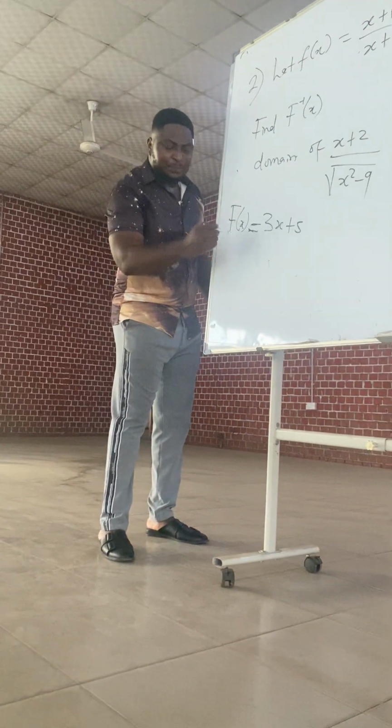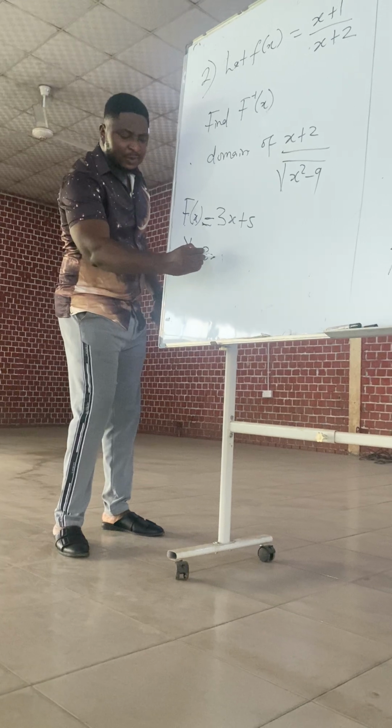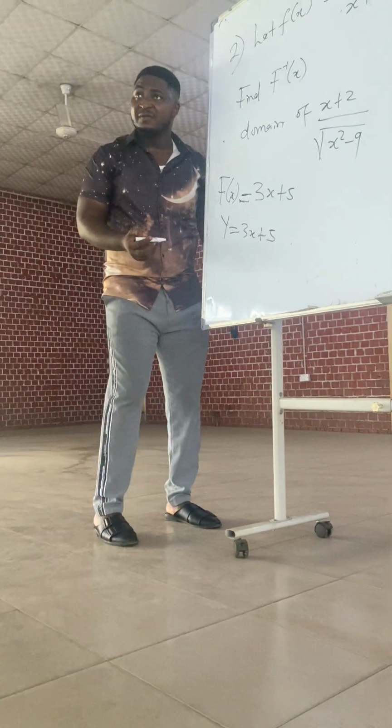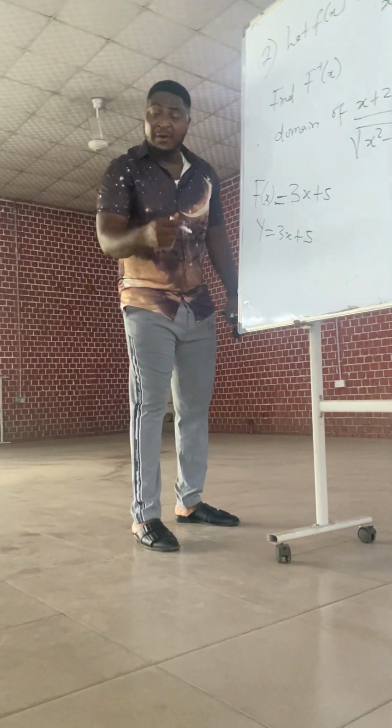Step 1 says, instead of f of x, put what? y equals 3x plus 5. I've obeyed step 1. Step 2, make x the subject of the formula. So how do you make x the subject of the formula?